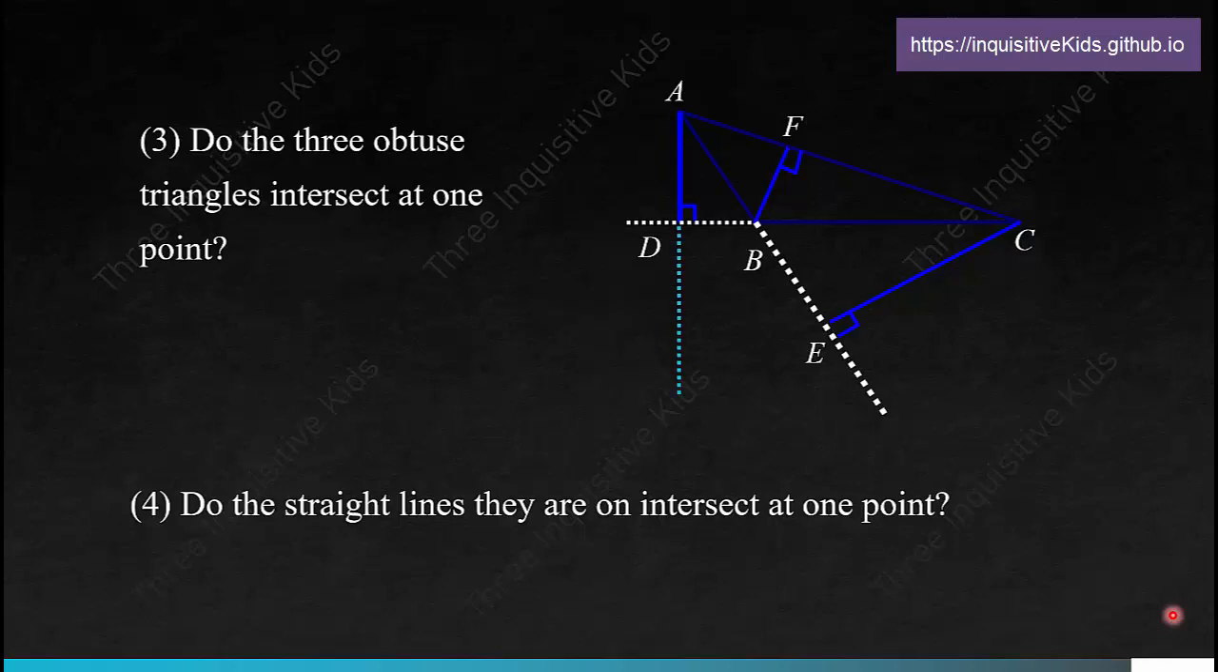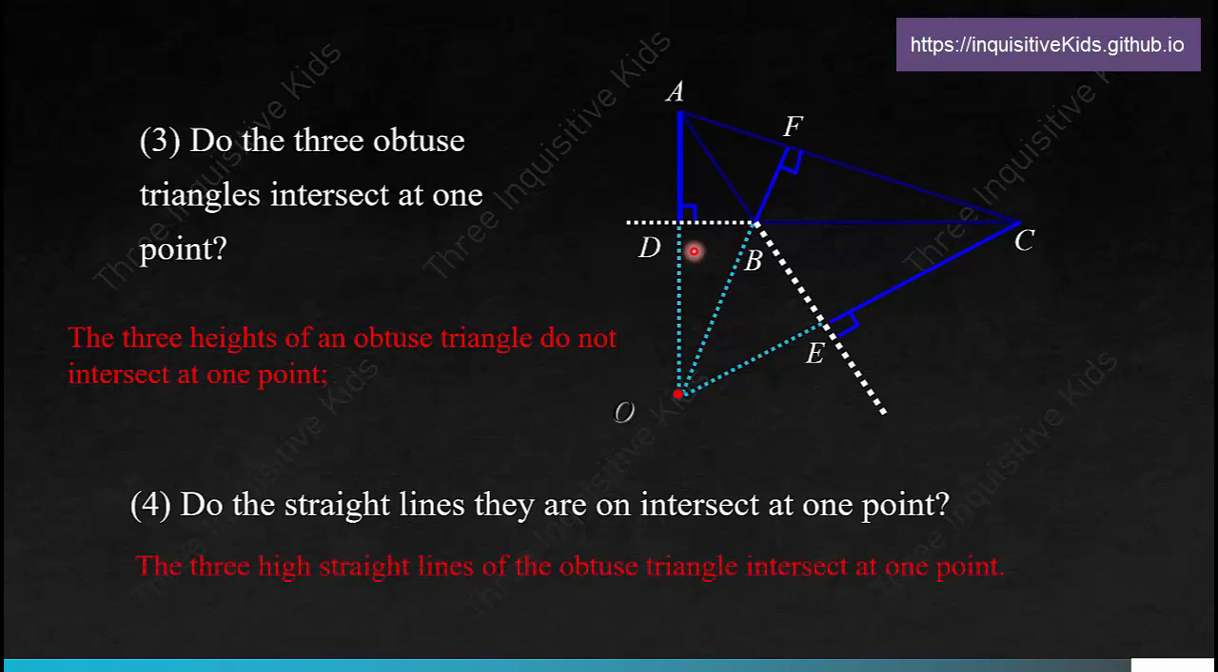So let's test this out. First, we're going to have to extend AD, then BF, as well as CE. So we have to extend all of the heights. And then we'll see that they will always intersect at one point, point O. The 3 heights of an obtuse triangle do not intersect at one point because they are not inside the triangle. Do the straight lines they are on intersect at one point? The 3 height straight lines of the obtuse triangle do intersect at one point.